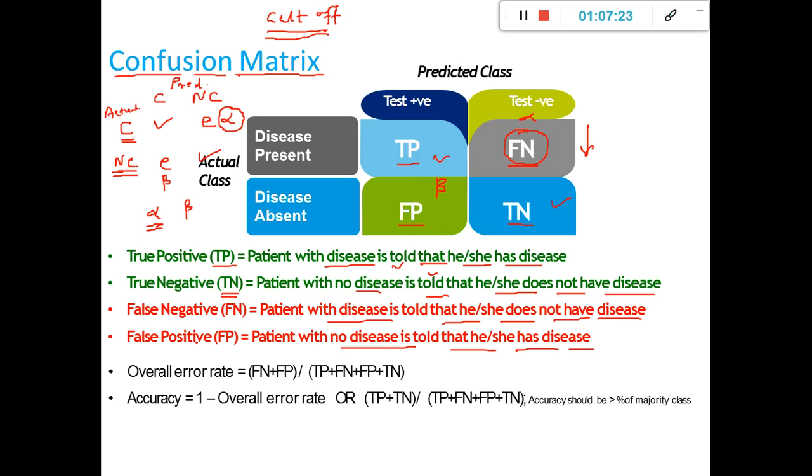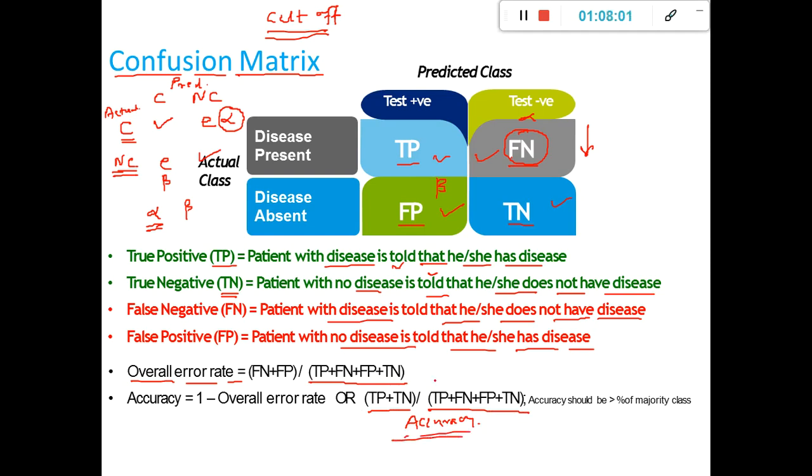So if I want to find out the error rate, my overall error rate will be FN plus FP divided by the entire matrix, TP plus FN plus FP plus TN. Or we can also do it in a reverse way. If I want to find out the correct prediction rate, then I can do TP plus TN divided by the entire matrix, which is also called accuracy.